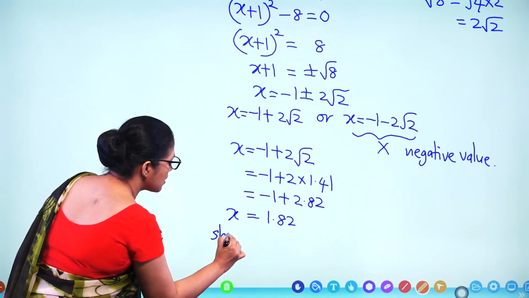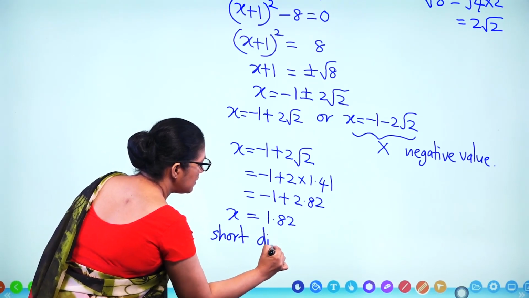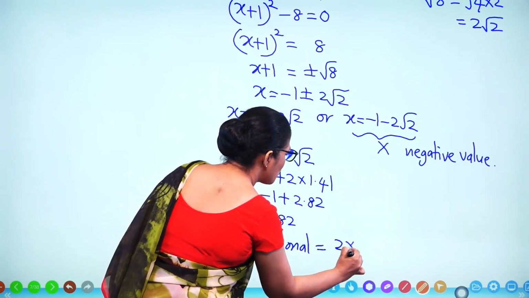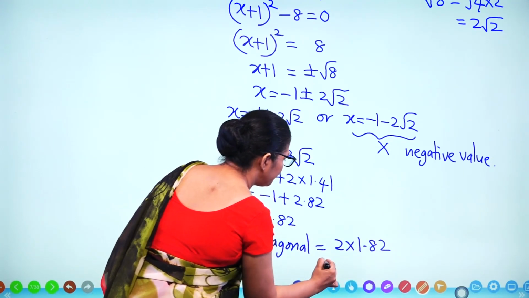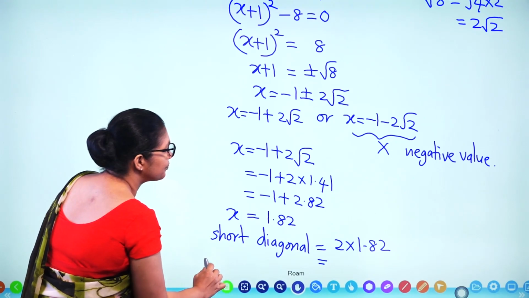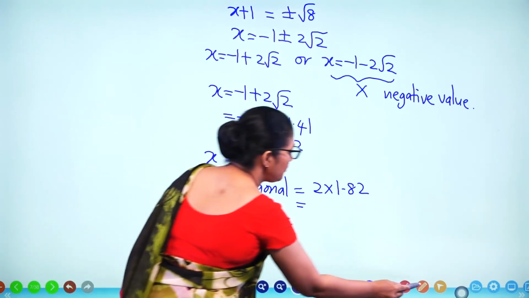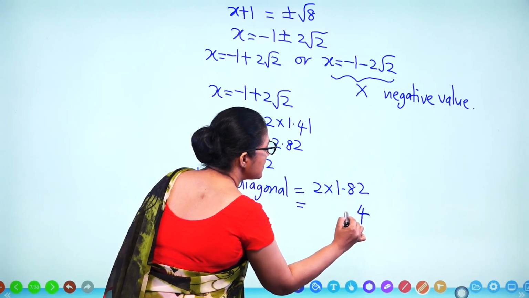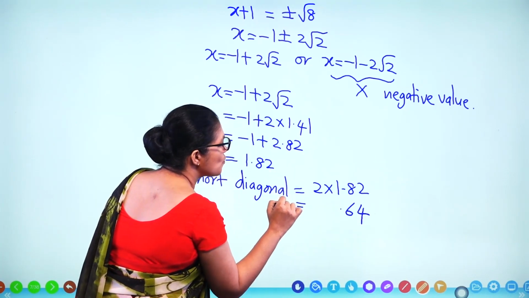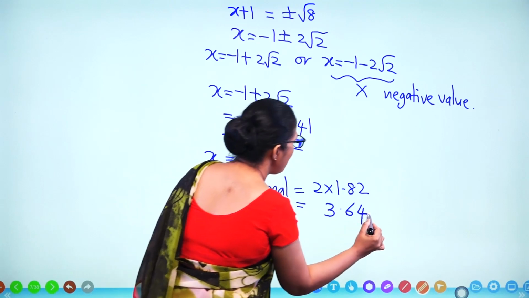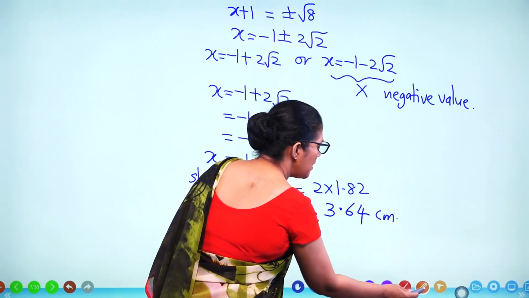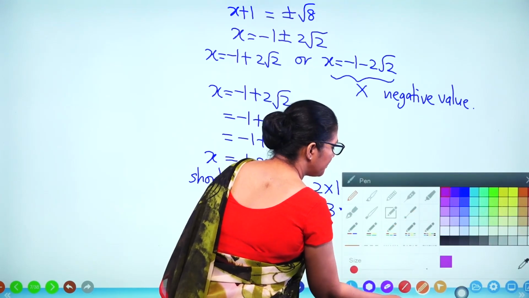So short diagonal is 2x, 2 times 1.82. 2 times 2 is 4, 2 times 8 is 16, 2 times 1 is 2 plus 1, 3. So 3.64 centimeters is the diagonal length.